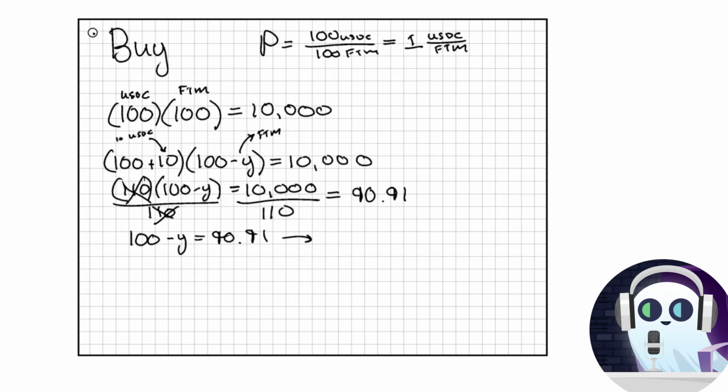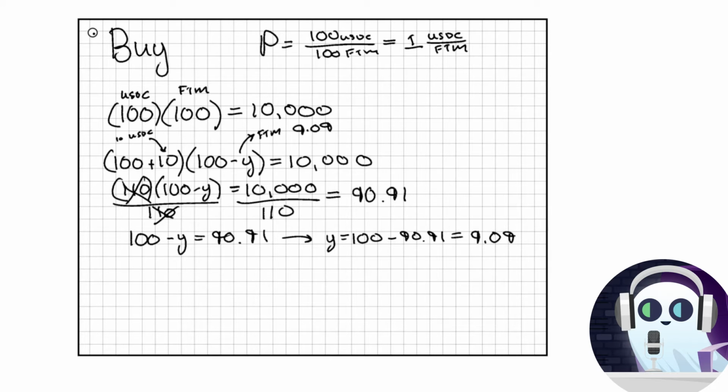And then we can isolate Y on its own. So it's 100 minus 90.91 is equal to 9.09. So now we know if a user puts in 10 USDC, they're going to get out 9.09 FTM.